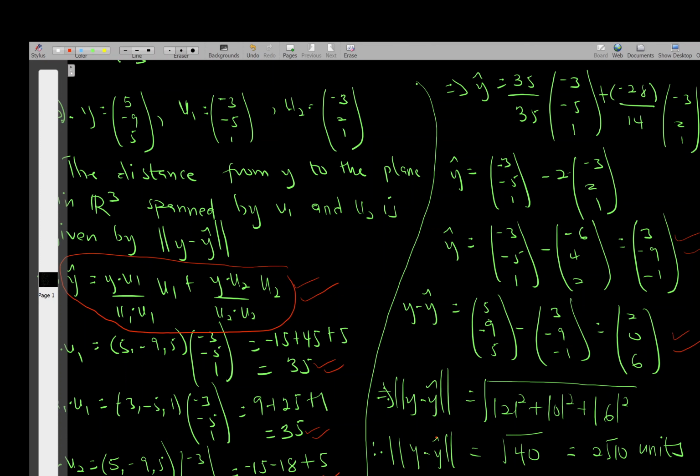When you simplify, you get 2, 0, 6. Then we can find the norm. So the norm is given by the square root of the absolute value of 2 squared plus the absolute value of 0 squared plus the absolute value of 6 squared. So when you simplify this, you see 2 squared is 4, 0 squared is 0, 6 squared is 36. So you get 36 plus 4, which is square root of 40. But we know 40 is the same as 10 times 4, and square root of 4 is 2. So we get 2 root 10 units.